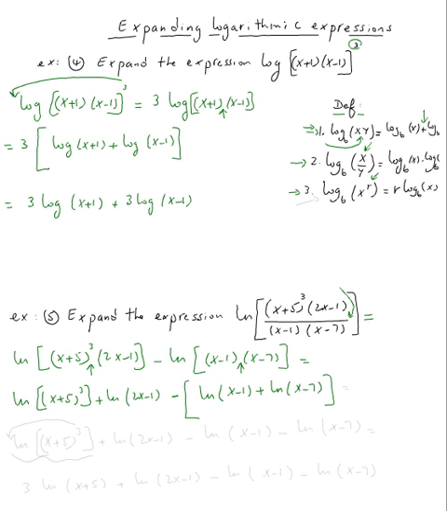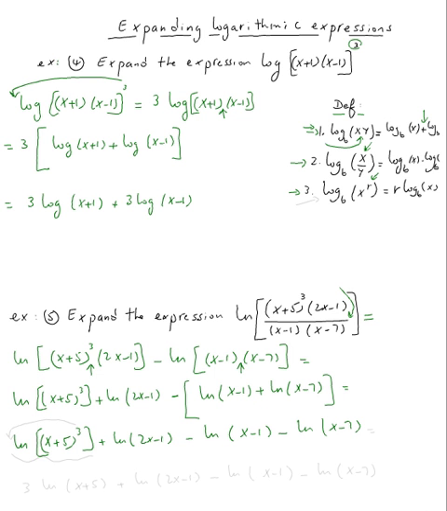Now what I'm going to do is distribute the negative. So this is going to be equal to ln of x plus 5 cubed plus ln of 2x minus 1 minus ln of x minus 1 minus ln of x minus 7.